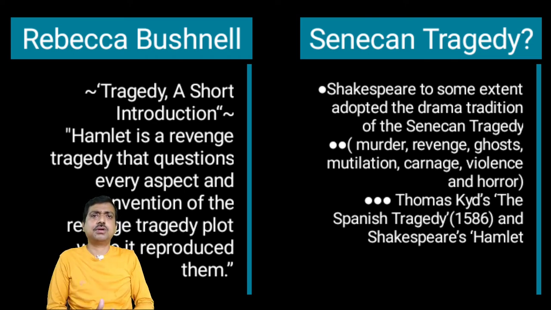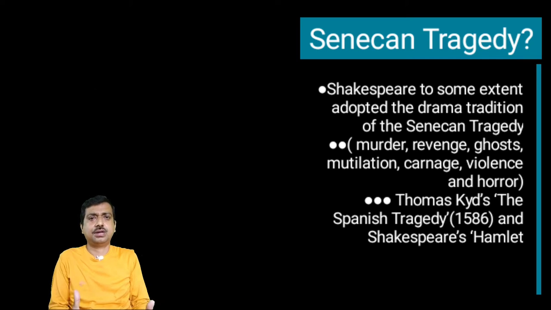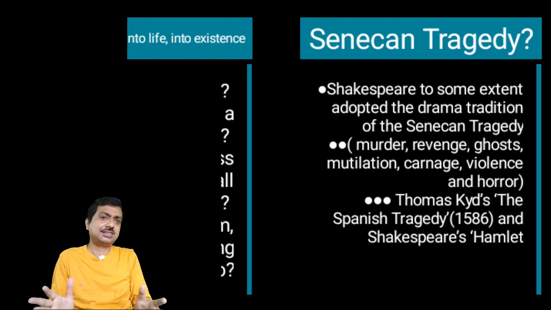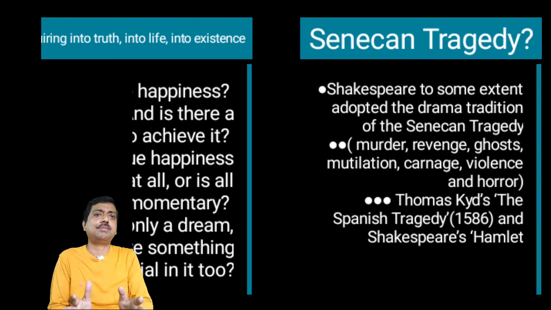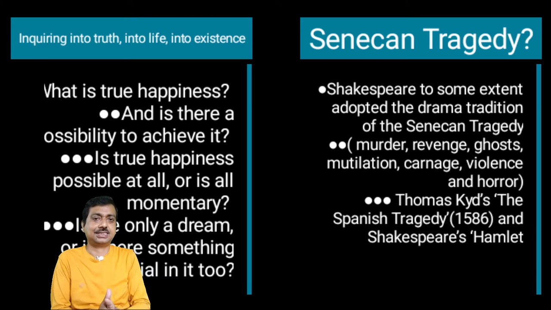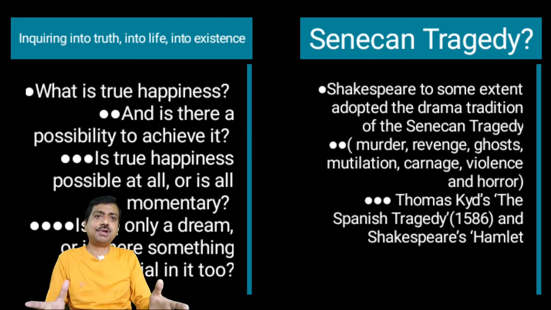The play interrogates why revenge motivates a plot, not by directly questioning the value of revenge, but by deferring it. Hamlet has raised the most important question for all those who are capable of inquiring into truth, into life, into existence. The most important question of all questions is, what is true happiness? Is there a possibility to achieve it? Is true happiness possible at all, or is everything momentary? Is life only a dream? Is there something substantial in it too? So brooding over that soliloquy that I have mentioned in Act 3, Scene 1, as if in a roundabout way, that is the very center point of our discussion.